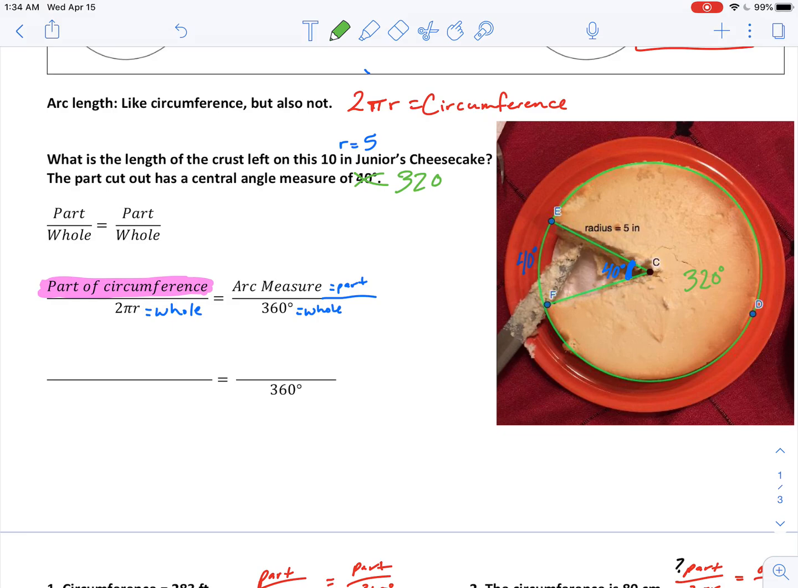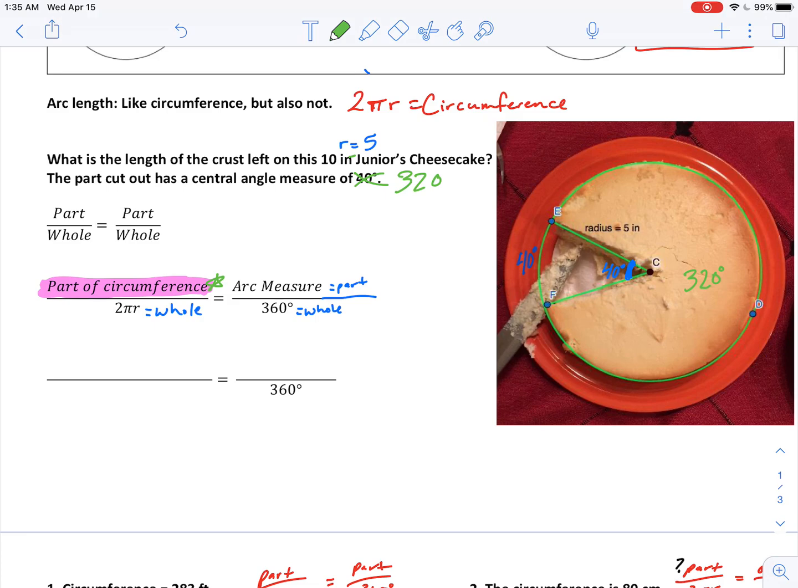And this part over whole proportion, this equation will always set up. On the right side, we'll work with degrees. On the left side, we'll work with feet and inches and measurements of that nature. And you could flip the fractions. You'll get the same answer. I just want to have a consistent basis for us as a class to work with. So let's look at what we're given. I'm given a 5-inch radius and this 320 degree arc measure.